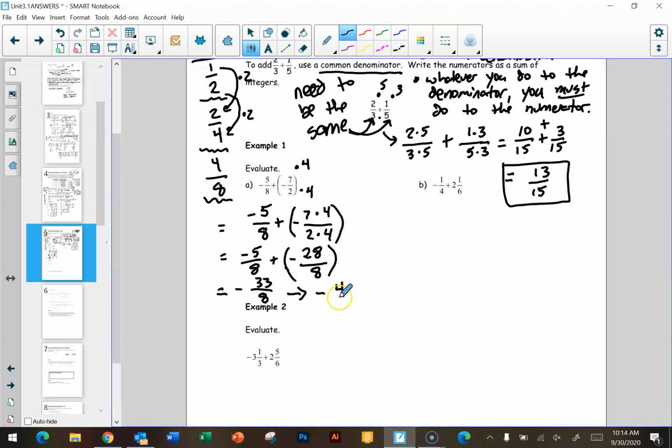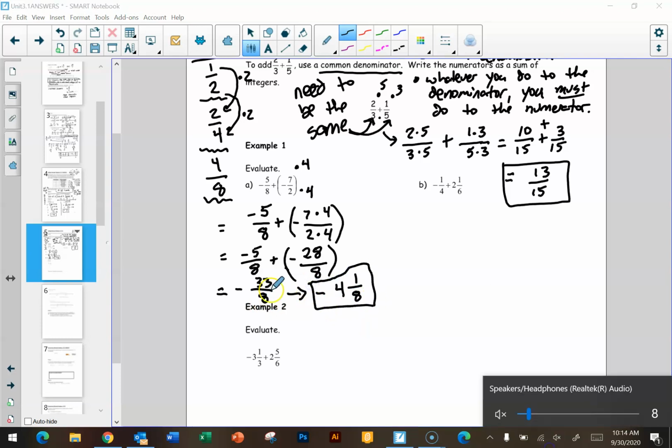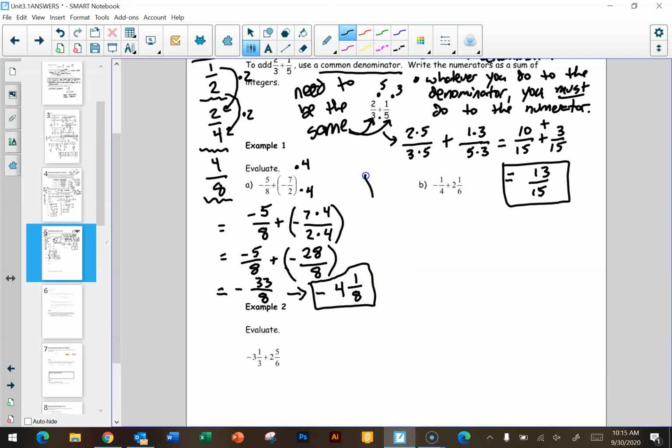Now, what's the fraction going to be? Well, it's just what's left over. So if I do 8 times 4, I get 32. How do I get from 32 to 33? 1 more. So that's the top, and then the bottom is going to be what we started with, which is the 8. So the final answer on this question is either negative 33 over 8 or negative 4 1/8. I prefer this one. Ms. Shidalka does too. All right, let's move on to the next one.